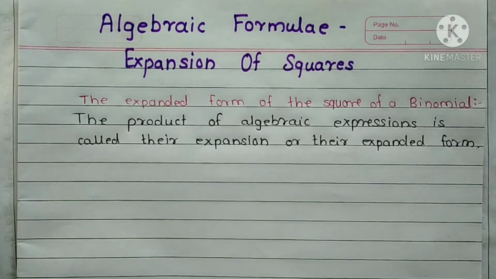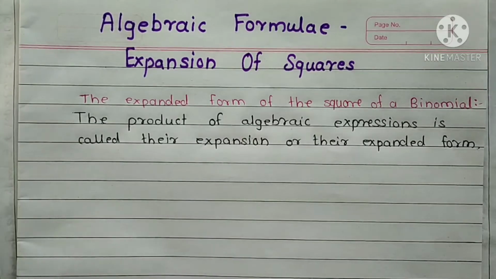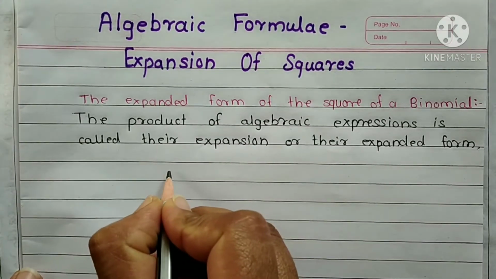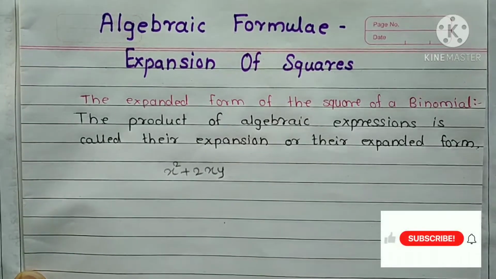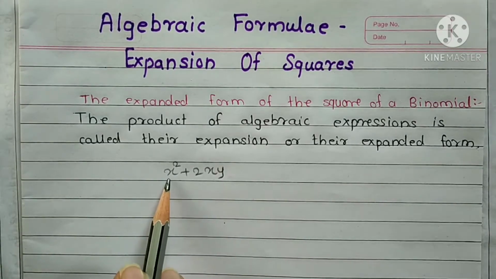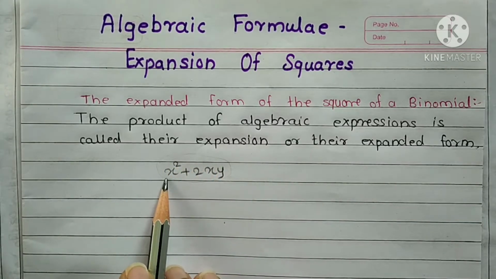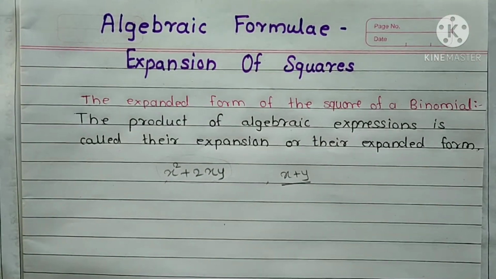Students, you already learned about binomials, so I will just revise here. Binomial means what? An algebraic expression containing two terms is called a binomial. Here I write an algebraic expression, and this expression contains two terms. Therefore, this expression is called a binomial. x plus y is also a binomial.